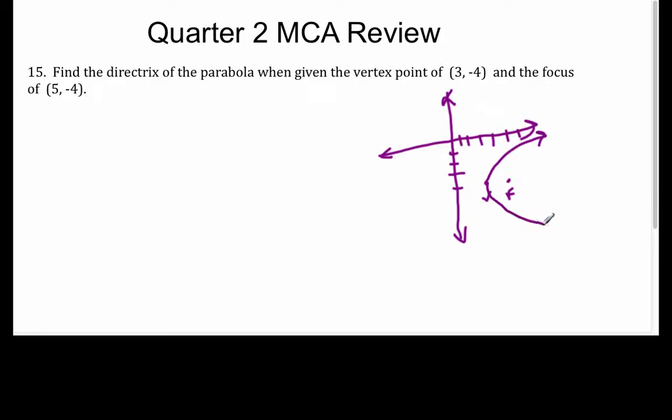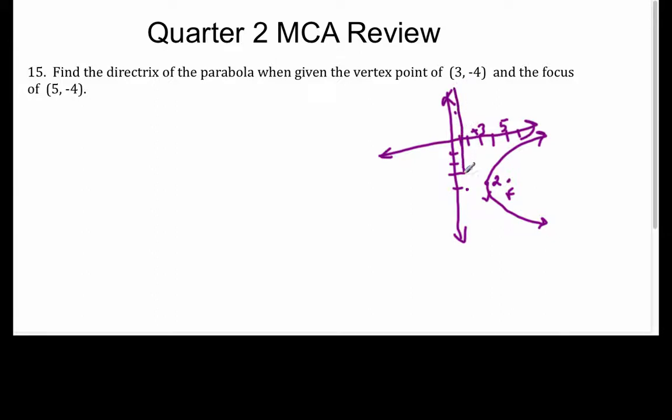So I'm just, again, doing a real rough sketch. Here is our 3, and here's 5. Notice how these two are 2 apart. Remember we said before that the definition of a parabola is that each point is equidistant from both the focus and the directrix. So if I'm 2 away in here, then I need to be 2 away back here. And that's where my directrix is going to be.